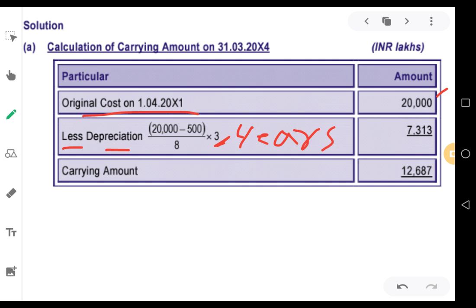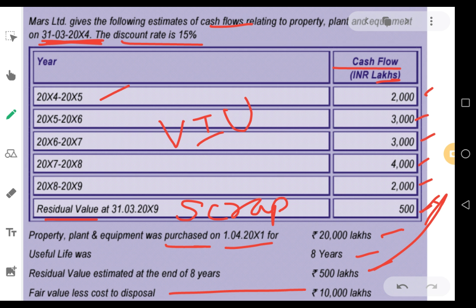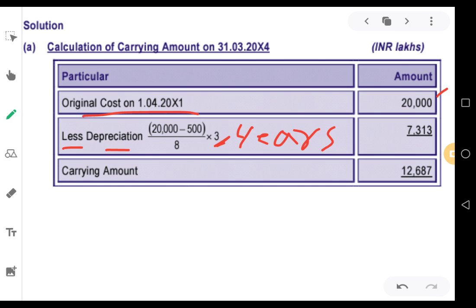Depreciation is calculated under the original cost method by using the formula: cost of the asset minus residual value, divided by life of the asset. Cost of the asset in this question is 20,000 lakhs, minus residual value, that is scrap. Residual value or scrap or salvage is 500 lakhs. Therefore 20,000 minus 500 divided by 8. What is 8? 8 is the life of the asset.